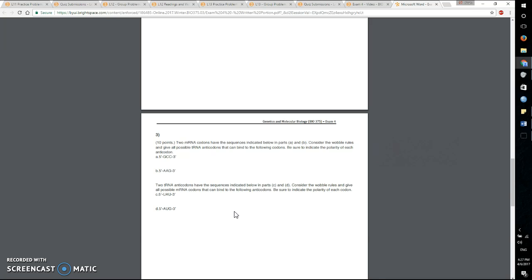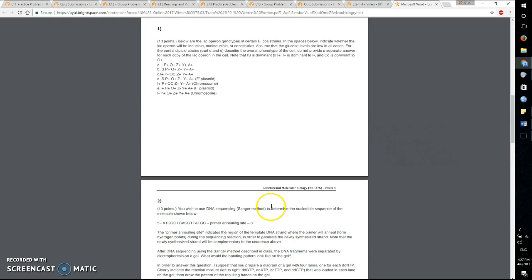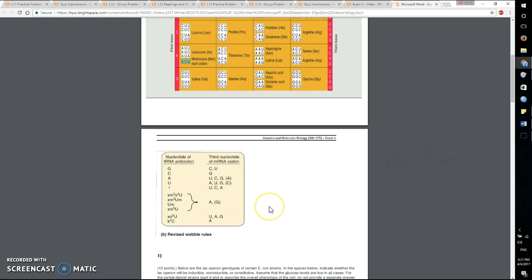So for B, AAG, again 3' will be UUC or UUU, again going 3' to 5'. And those follow the same rules. It ends in a G here, and so I'll end up with a C and all U's.